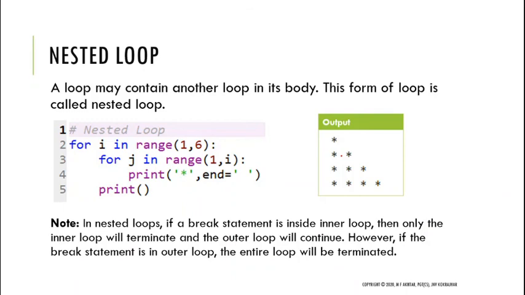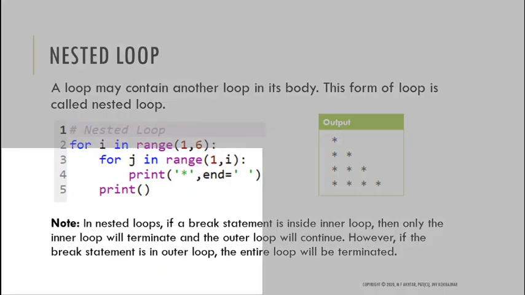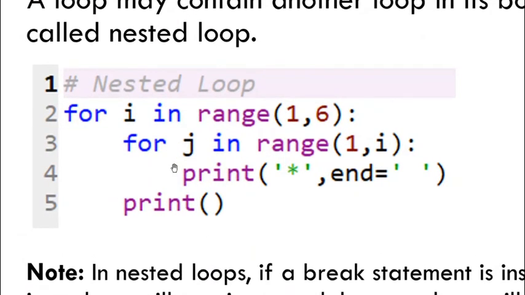Understood? That's why the output is given from the else part too. Now nested loop. A loop may contain another loop in its body. This form of loop is called a nested loop. What is a nested loop? Within a for loop, we can put another for loop, or within a while loop, we can put another while loop. This is known as a nested loop. It is helpful when we need different types of values or different types of patterns to be generated.